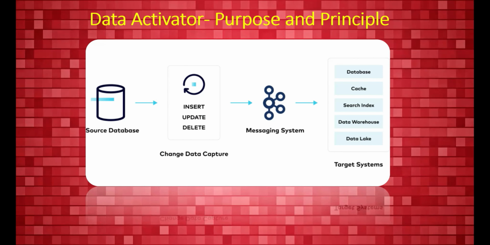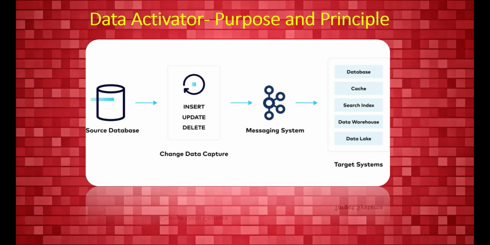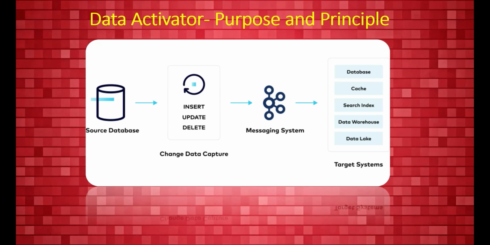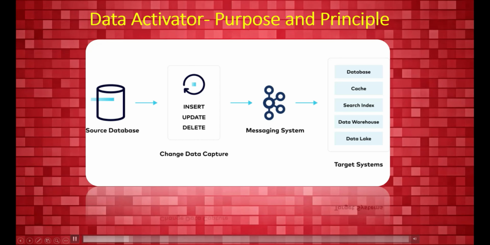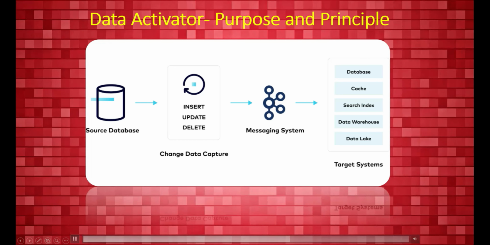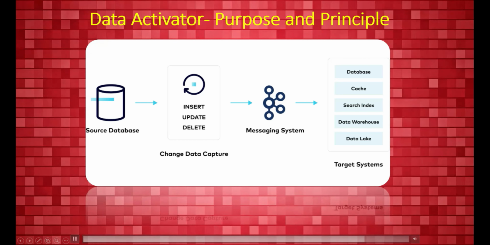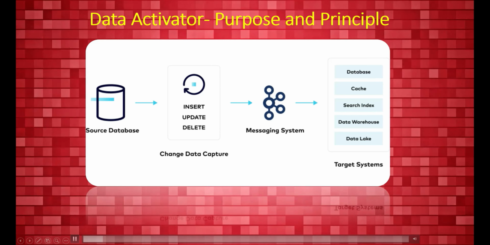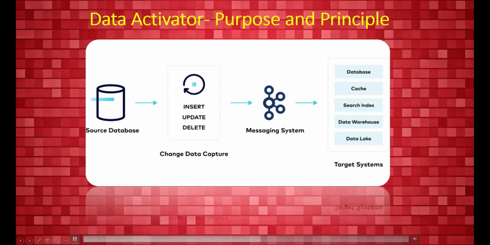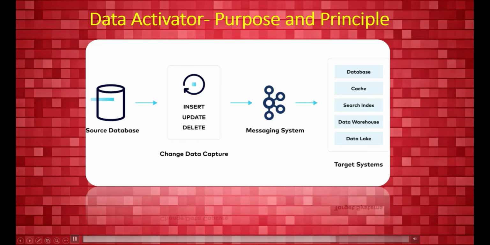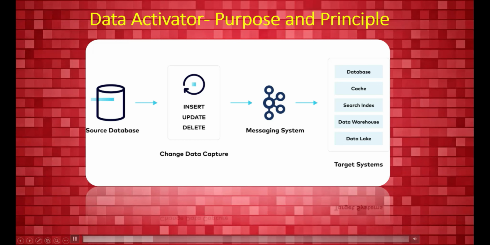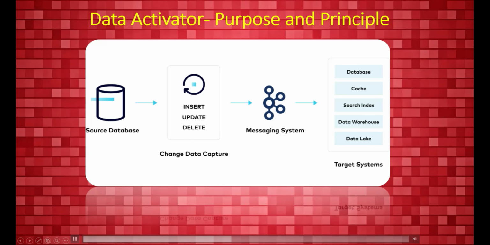So, Data Activator's purpose and principle. You might have done this using some Python code, basically like change data capture. You have a source system that is a database, and you have a target system, upstream and downstream. Whenever the data changes in the source system, you want to immediately sync that data to the target system. It might be an insert, update, or delete, anything can happen in the source system, and you want to reflect that immediately in the target system.